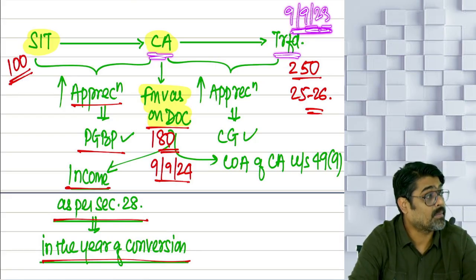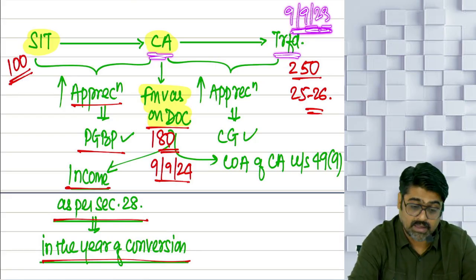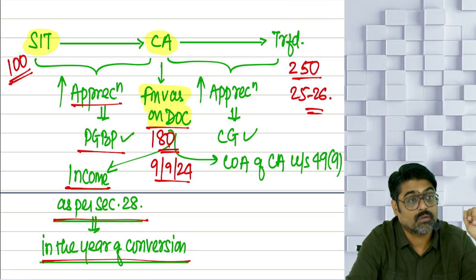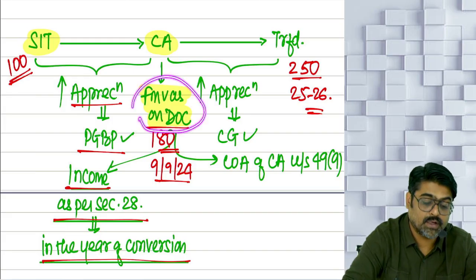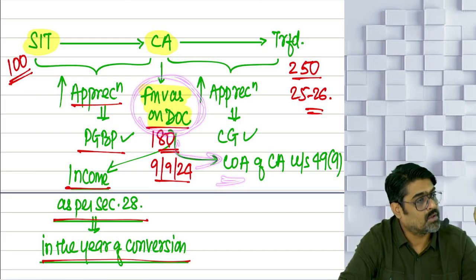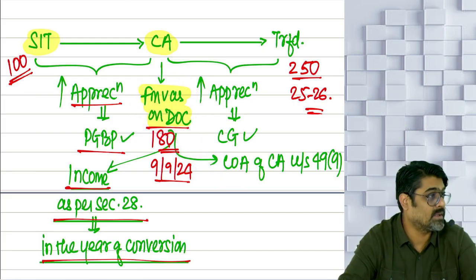Asset is long term, and if the asset is long term and the transfer is made prior to 23rd July, we'll have to index the cost also. And what is the cost? What is the cost of this asset? Fair market value as on the date of conversion will be taken as your cost of acquisition. Then we might have to index that also.